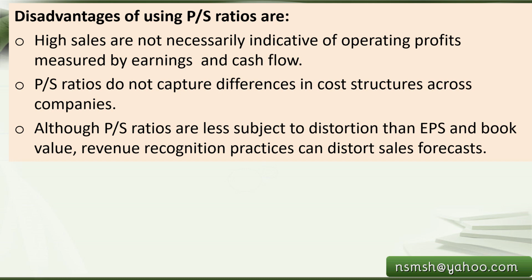So the disadvantages of using price to sales ratios are: high sales are not necessarily indicative of operating profits, measured by earnings and cash flow, because we take the total gross sales value, but maybe the profit margin is very small. So that is not indicative of operating profits. That is a disadvantage of the price to sales computation. And it does not capture differences in cost structures across companies.